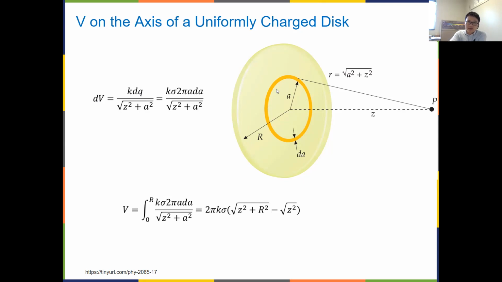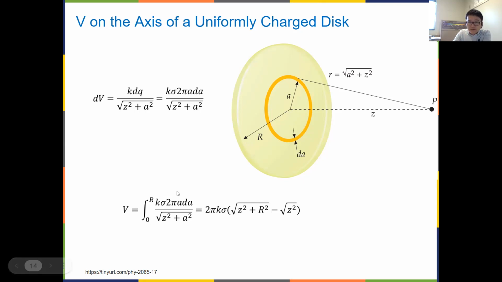Then you can calculate dQ using the areal charge density, so it will be sigma times area. The area of this ring will be 2 pi A times the derivative dA. So this is sigma, this is the differential area, and then over R, which is the square root of A squared plus Z squared. So you integrate from A equal to 0 up to the radius of the disk, from 0 to R.